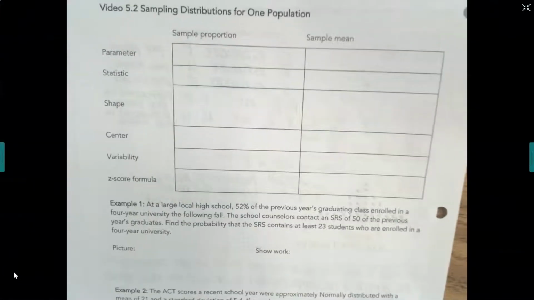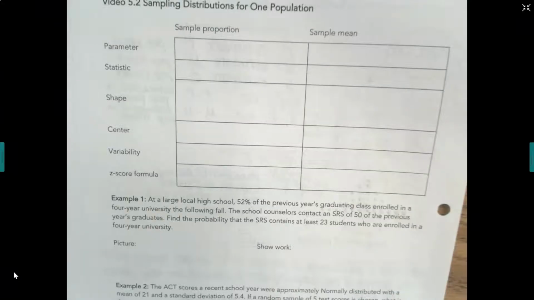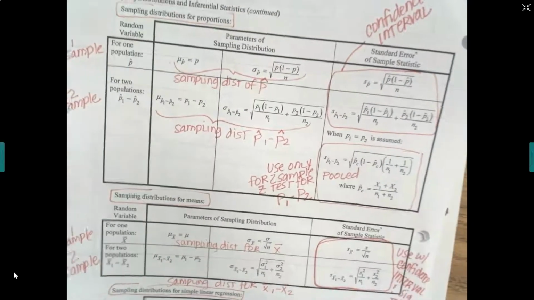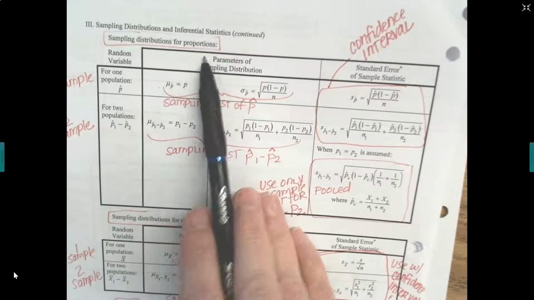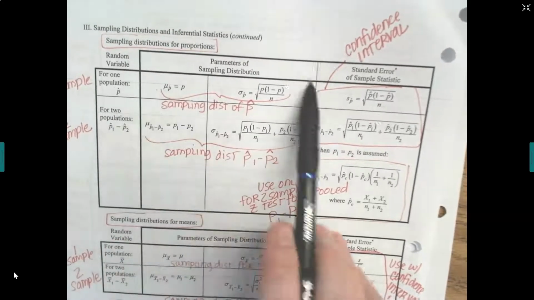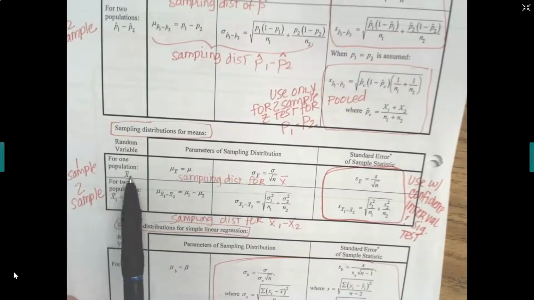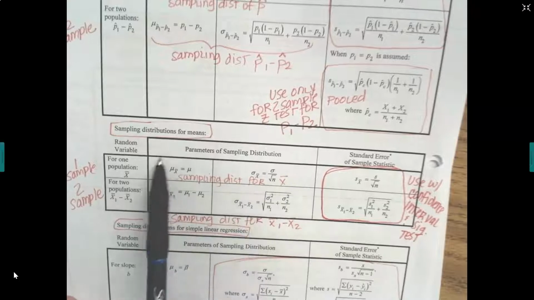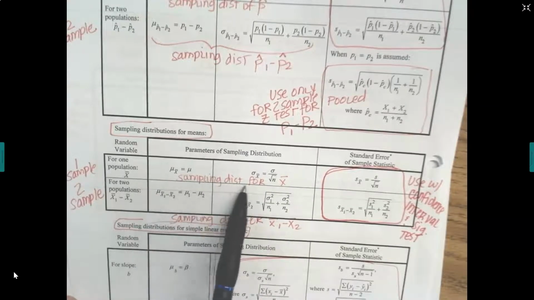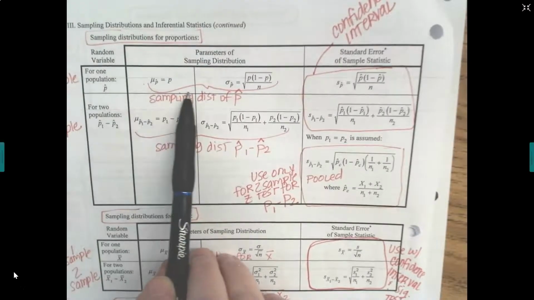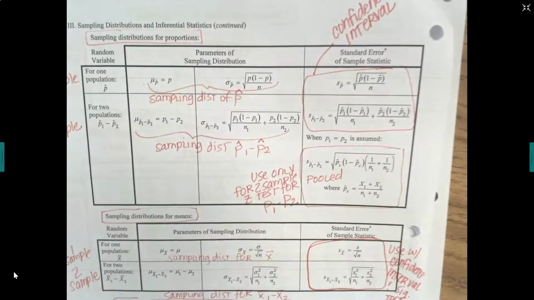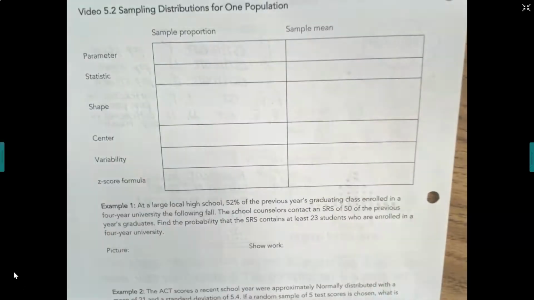Welcome to video 5.2, Sampling Distributions for One Population. Sampling distributions for populations are on our formula sheet. We have them for proportions, and it gives us a whole bunch for one population. This is the information I'm looking for, the mean and standard deviation for means for one population, right here. We even labeled them: the sampling distribution for X bar, and this is the sampling distribution for P hat. So that's where they are on our formula sheets.